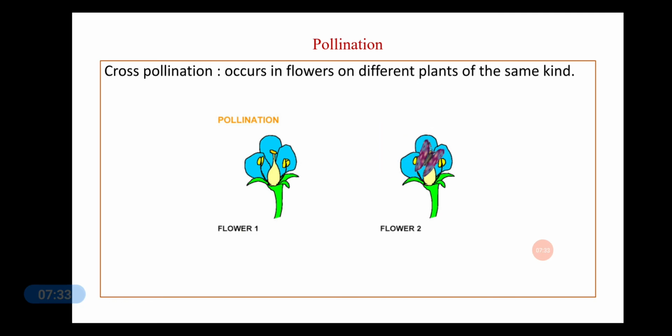Maybe the flowers are from different plants, but then cross-pollination can occur with the help of certain agents. So, cross-pollination occurs in flowers on different plants but of the same kind. Here the pollen grains are transferred from the anther of one flower to the stigma of another flower on another plant of the same kind.